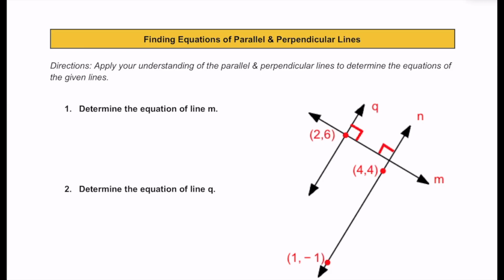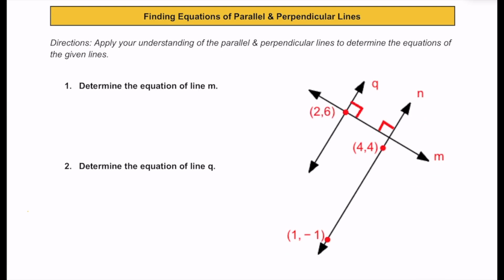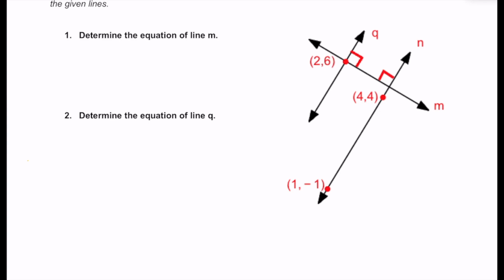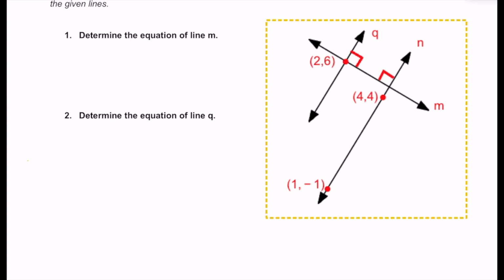In this video, let's go ahead and see if we can find the equations of some parallel and perpendicular lines together. So for this particular practice problem, we have this picture here where we have three straight lines. A couple quick things to note right from the beginning is that because we have these two right angle symbols, we know that line Q is going to be parallel to line N.